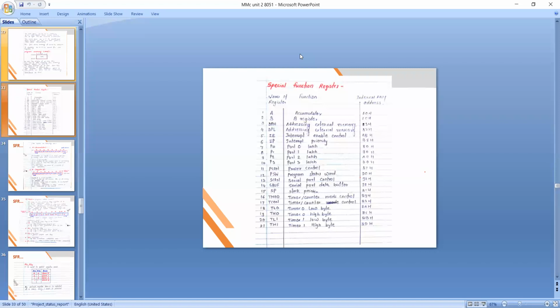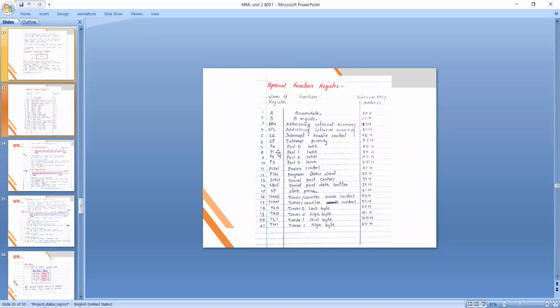In the RAM you have, the lower part is reserved for the register banks. Then you have some part for the bit addressable area. Above that is the scratchpad area, which is used for temporary storage, and above the scratchpad area there is the SFR memory. Each SFR has a specific address in the RAM.